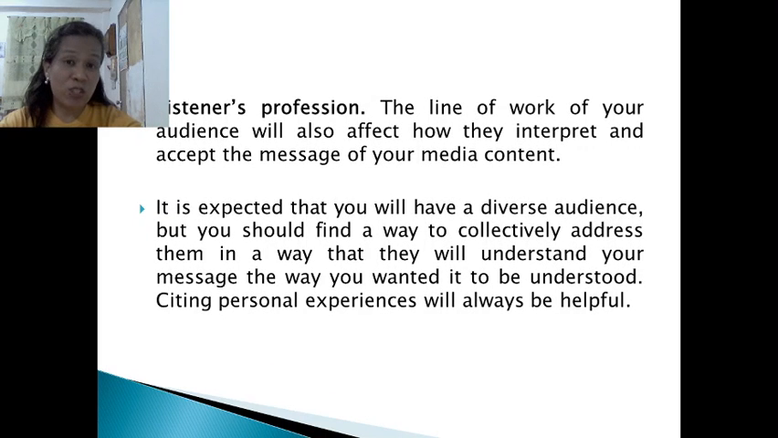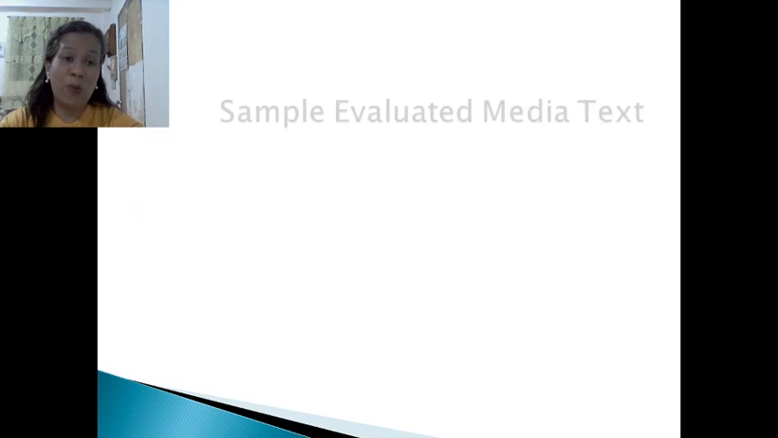And then listeners' profession. The line of work of your audience will also affect how they interpret and accept the message of your media content. It is expected that you will have a diverse audience, but you should find a way to collectively address them in a way that they will understand your message the way you wanted it to be understood. Citing personal experiences will always be helpful to you, right? So basically, knowing who your audience are, then I believe that you understand what you want to share, okay? Especially sharing your experiences and your personal point of view.